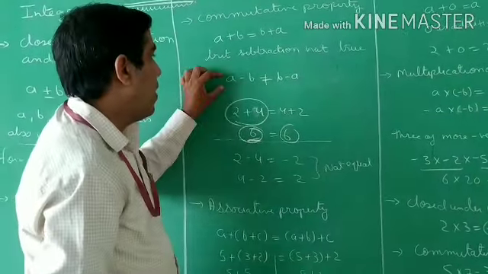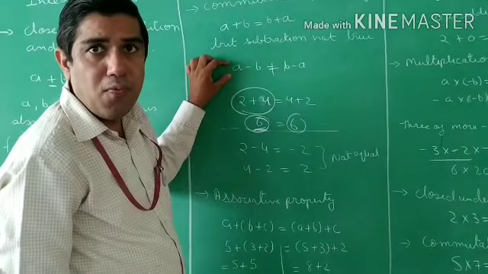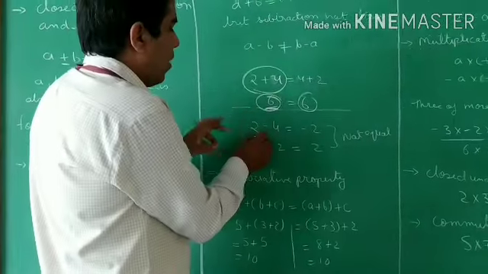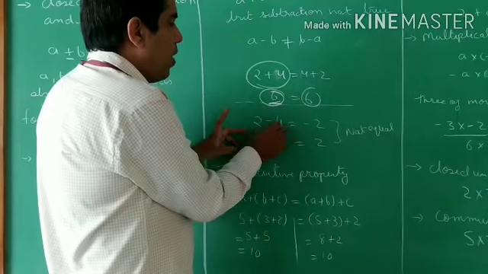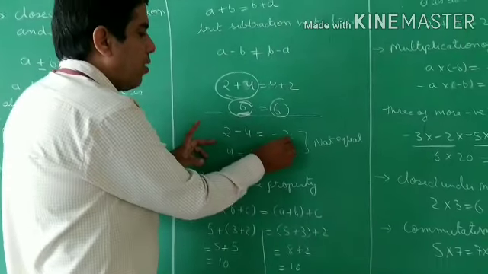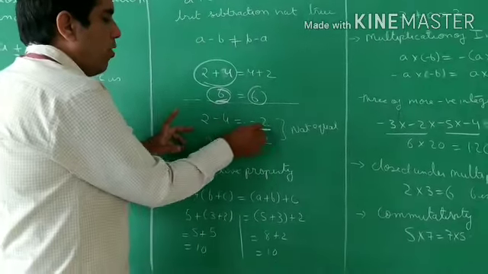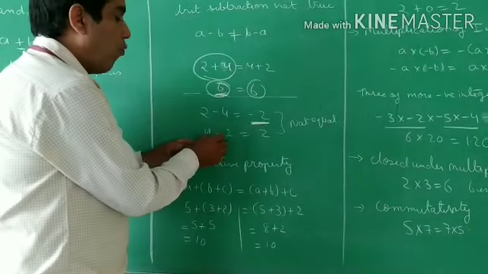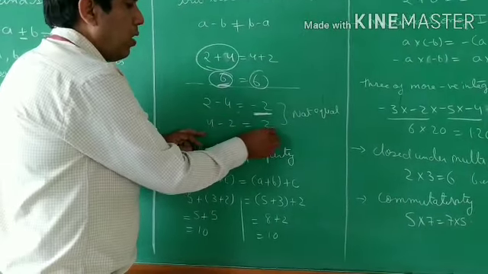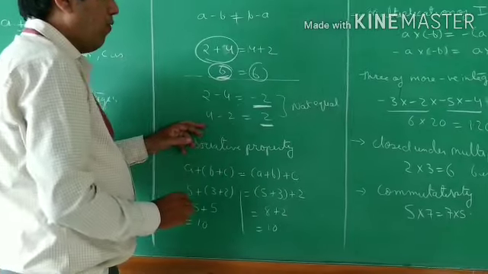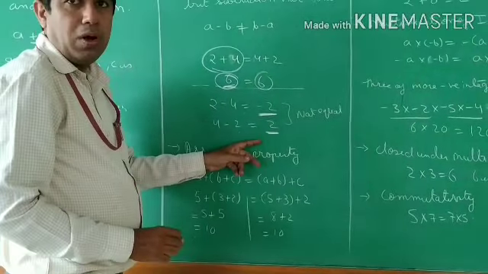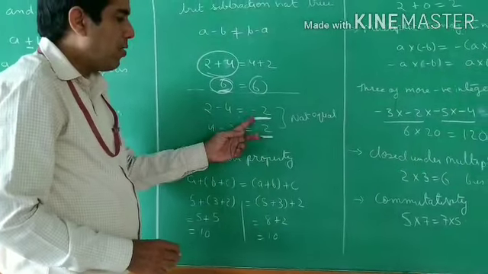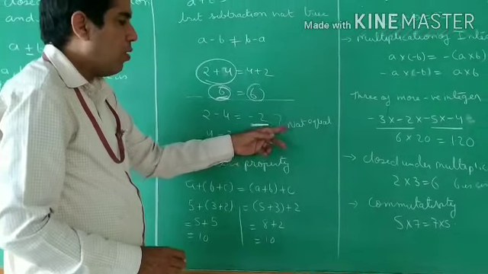Now next, it is not true for subtraction. So let us see the same example. 2 minus 4, and what is the answer? It is minus 2. 2 minus 4 is minus 2, and 4 minus 2 is how much? It is 2. Are they equal? No. One is coming minus 2, one is coming 2. So that is not equal.